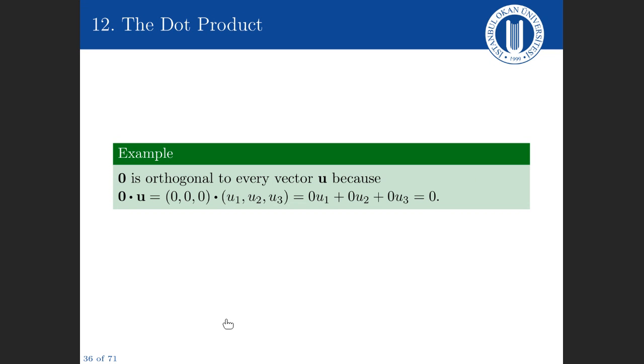The 0 vector is orthogonal to every vector u because, if we're in three-dimensional space, the 0 vector dotted with any vector u is (0, 0, 0) dot (u1, u2, u3). Take the first numbers, 0 and u1, multiplied together. 0 multiplied by u1 is just 0. And the same in the second position: 0 multiplied by u2 is 0. And in the third position, 0 multiplied by u3 is 0. So, of course, we just get 0.